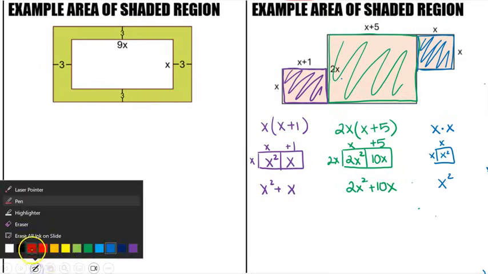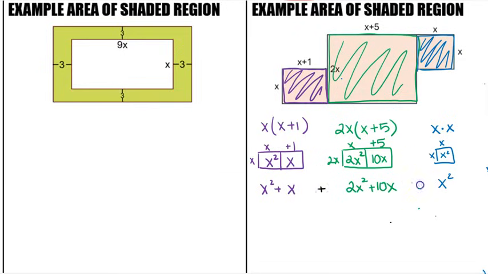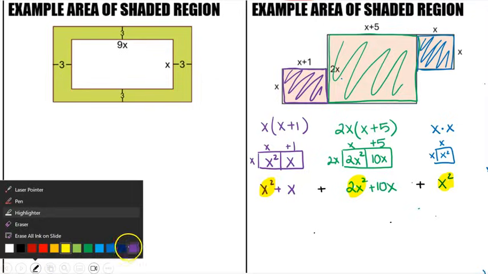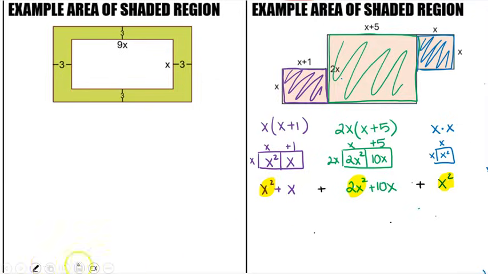Now to get the total area, I am going to add all three of these polynomials together. And then I can combine like terms if they exist, and I can tell they do. So I have an x squared, a 2x squared, and an x squared. That's really like 1 plus 2 plus 1, which will give me 4x squared. And then I have 2 x terms as well. I have an x and a 10x, so that gives me plus 11x.